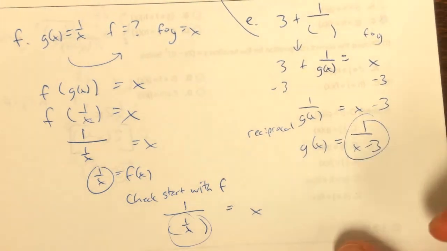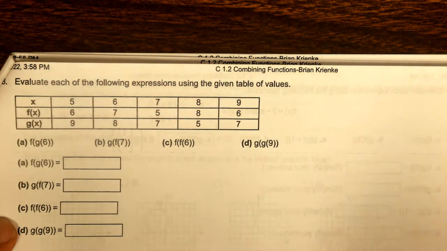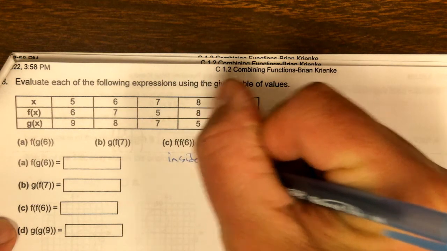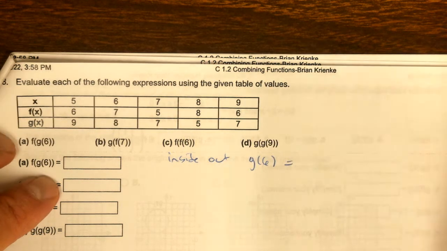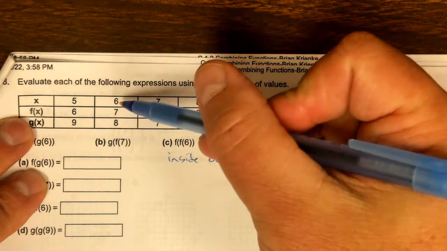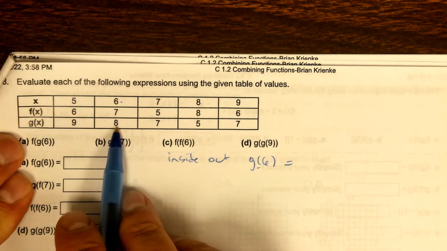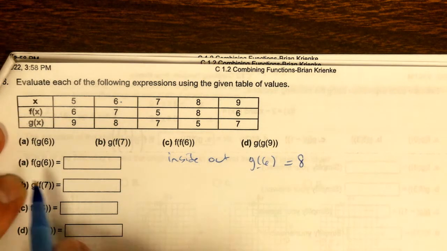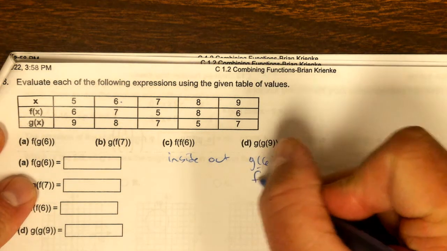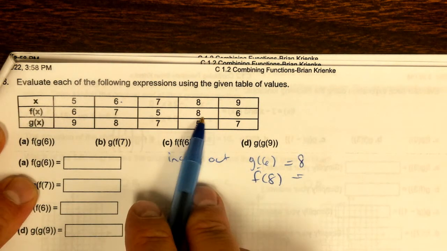Okay, so there's number 7. Now this one is with all numbers. So again, we have to work inside out. So in other words, do g of 6 first. So you find where 6 is, and then you're doing g, which is the bottom column, and so you get 8. So g of 6 is 8. Now you need to do f of 8. So now you go to the 8, and you go to f, and you get 8.